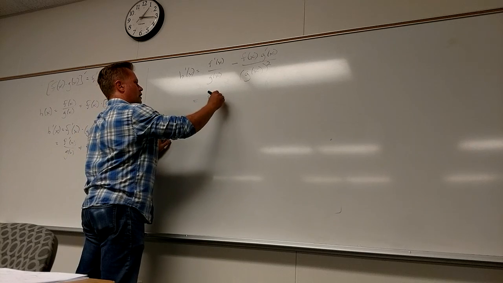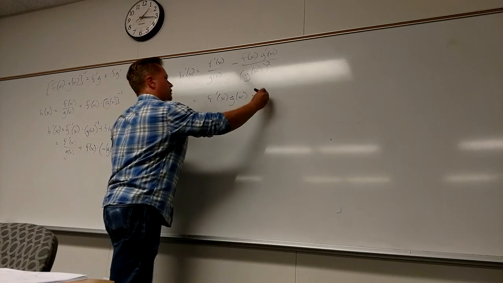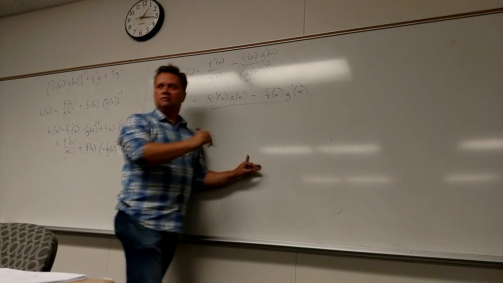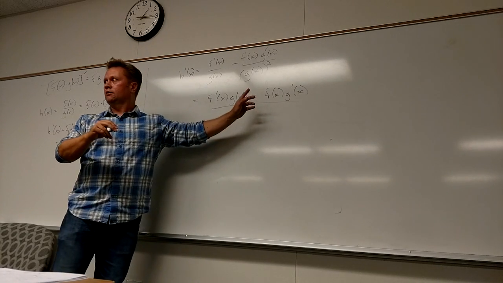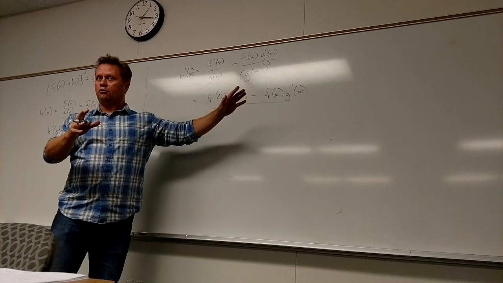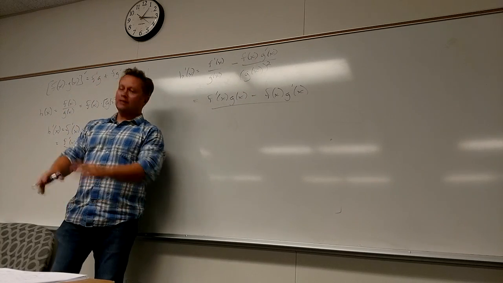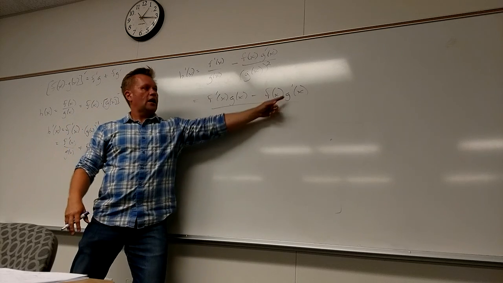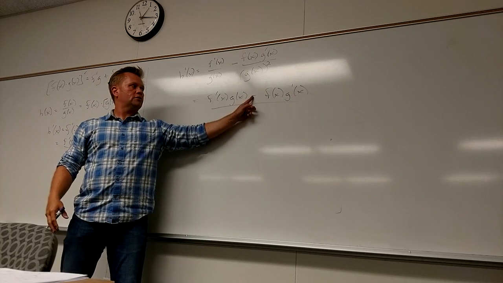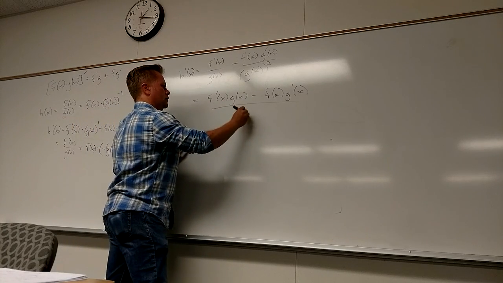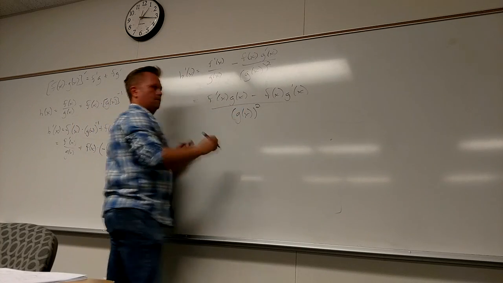f prime g minus f g prime. That almost looks very familiar, doesn't it? That almost looks like product rule right now. So you guys, I love the ones that said quotient rule. Yes, this is quotient rule. But the top here looks like product rule, except there's a minus. And then the bottom is just going to be g of x, the square of that.